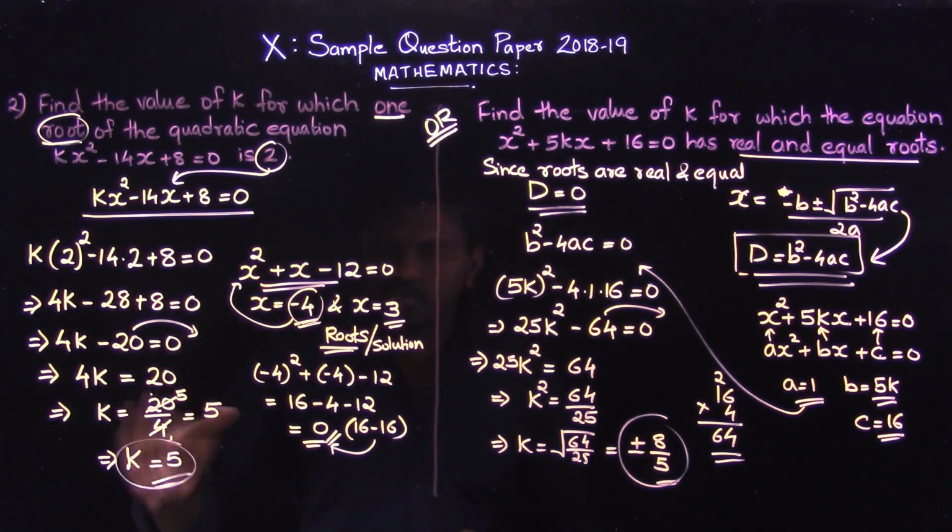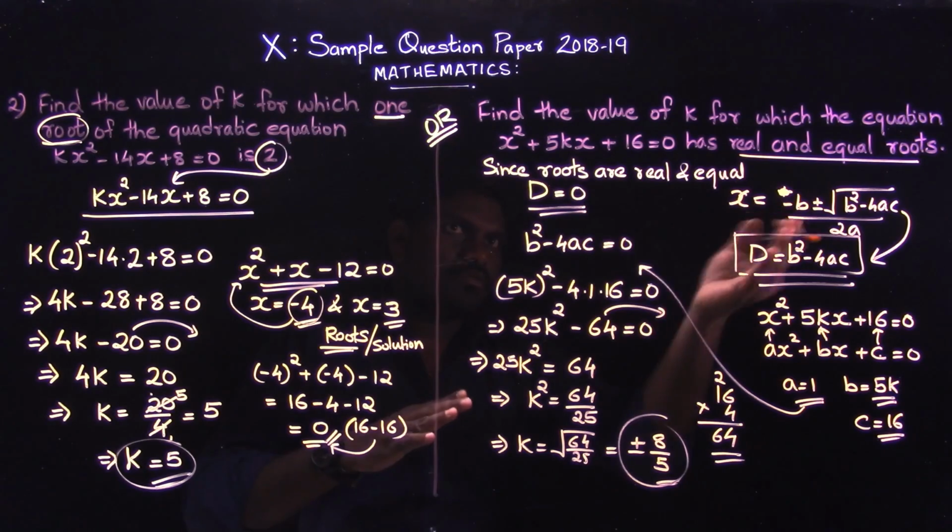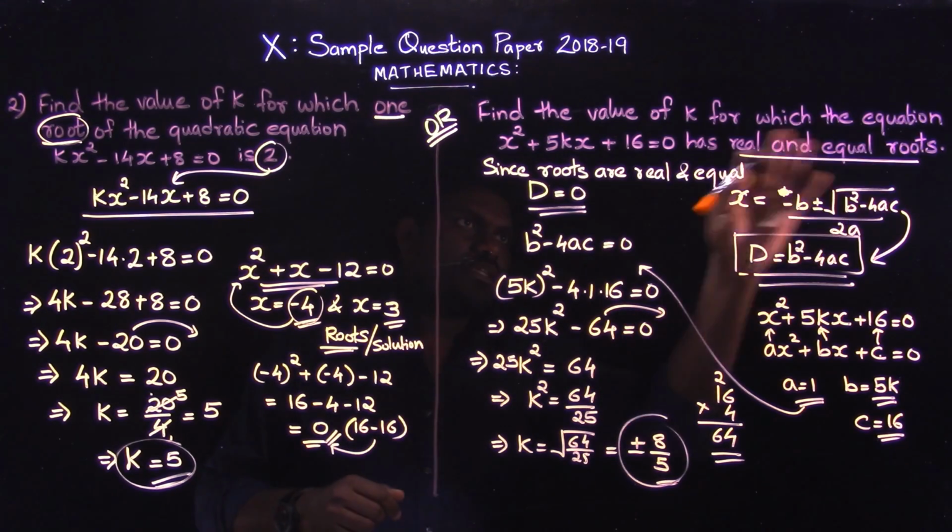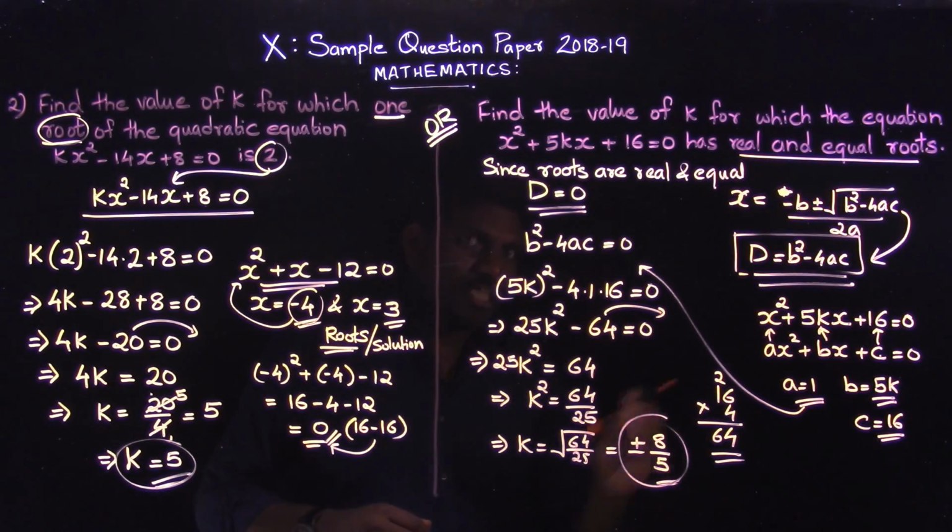One root is given, how to solve it for the k, and here also you need to solve it for the k, but it's been said that the roots are real and equal. Then what are you supposed to do? Finally, yes, then move on to the third one.